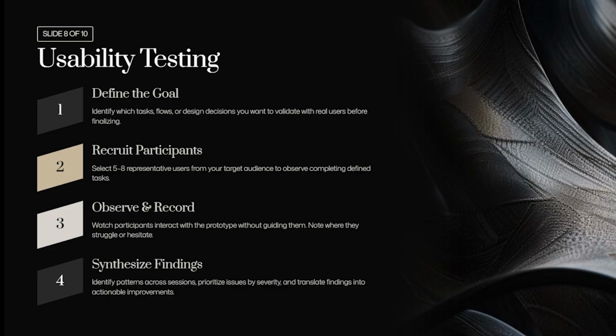A common mistake is helping users during testing. Instead, we should observe quietly and identify where they struggle. If multiple users encounter the same problem, that is a strong signal that the design needs improvement. Usability testing helps transform assumptions into evidence.